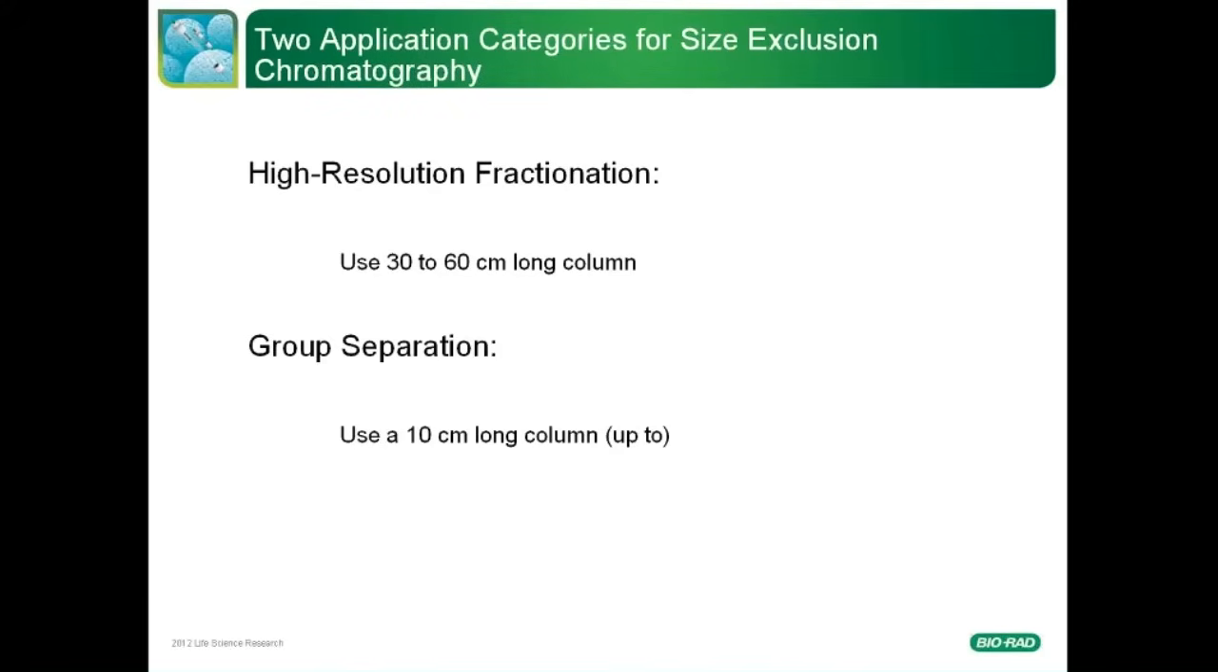The two main application categories for size exclusion chromatography are high resolution fractionation and group separation. High resolution fractionation typically uses a 30 to 60 centimeter long column. Group separation uses a column up to 10 centimeters long.